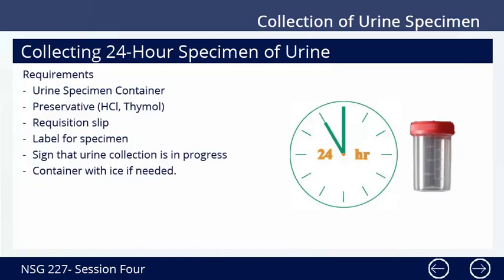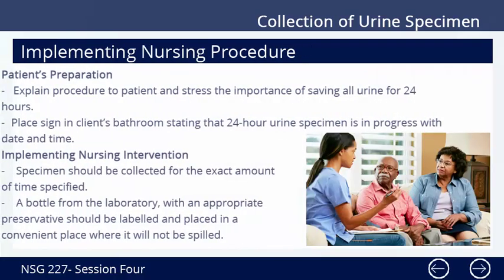Requirements: 1. Urine specimen container. 2. Preservative, HCl, thymol. 3. Requisition slip. 4. Label for specimen. 5. Sign that urine collection is in progress. 6. Container with ice if needed. Patient's preparation.